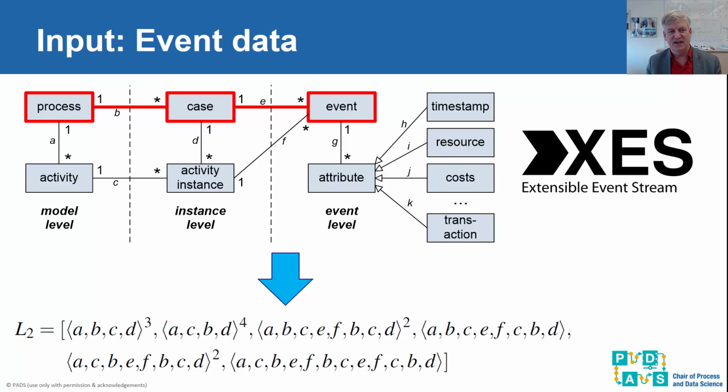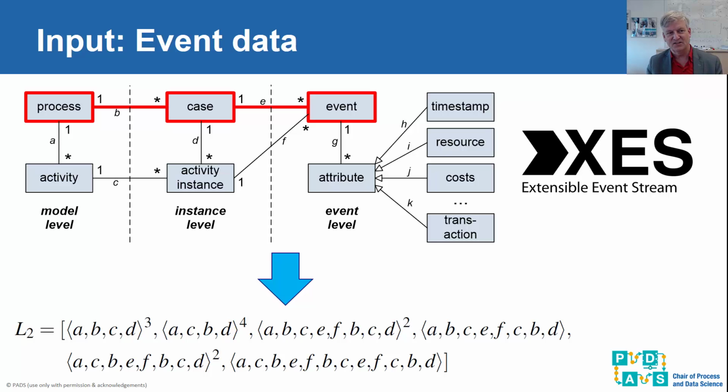I've explained this diagram before. It is basically showing that a process consists of cases. A case is composed of events. Events can have different attributes: timestamps, cost, resource information. We may also have start and complete activities, so that we can see an event highlighting that an activity instance has started, and another event indicating that the activity instance has ended.